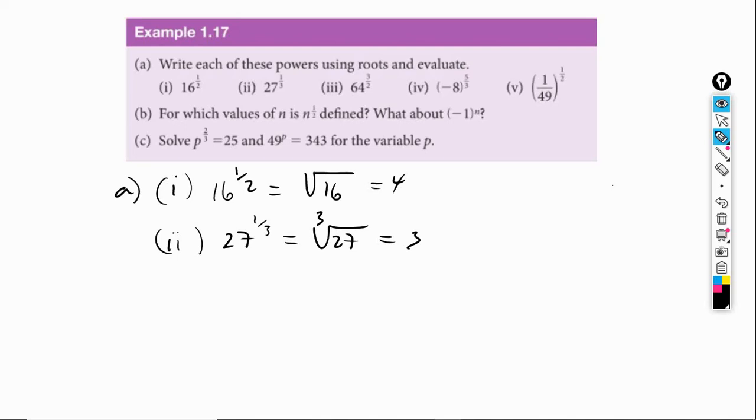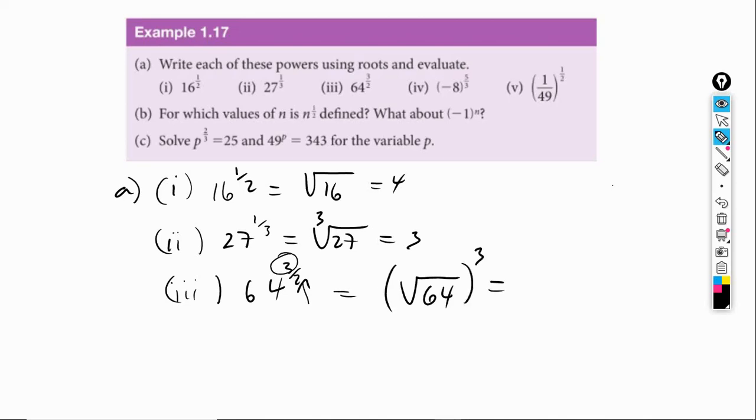Next, they have 64 to the power of 3/2. So remember that this is the exponent, and this is the root. So we can rewrite this as the square root of 64, and this to the power of 3. And this would be the same as 8, because the square root of 64 is 8, as 8 to the power of 3, and that's 8 times 8 times 8, which is 512.